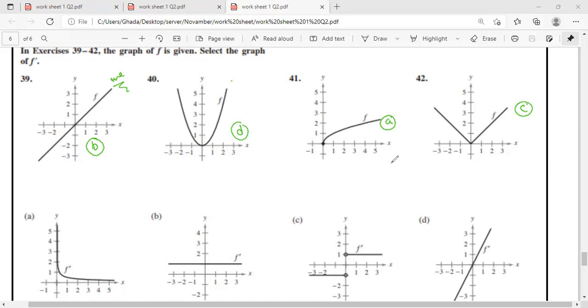I hope you understand what I have explained. Try to watch the video well to know how we sketch the graph of the derivative, or how we select the graph of the derivative for any given graph of a function.